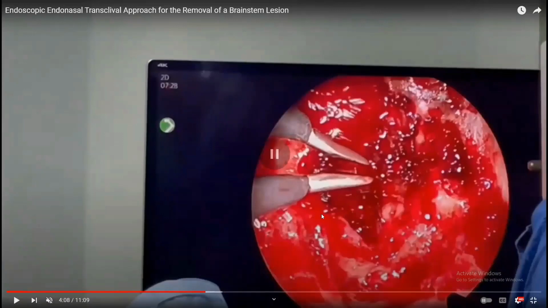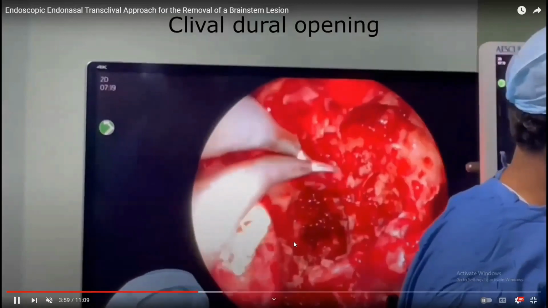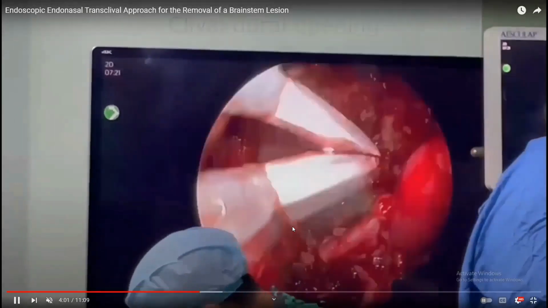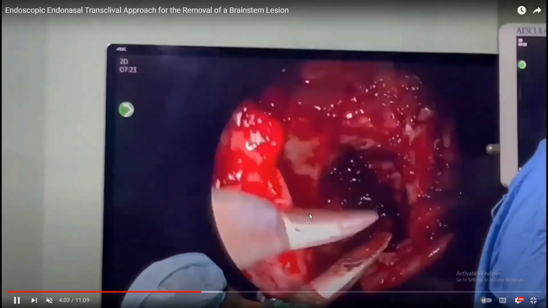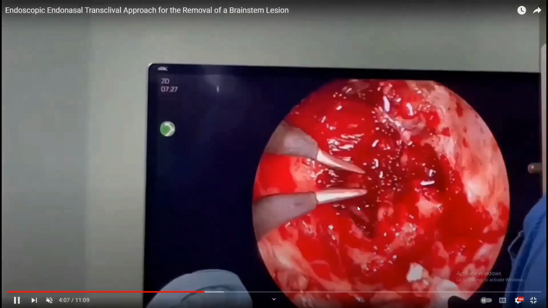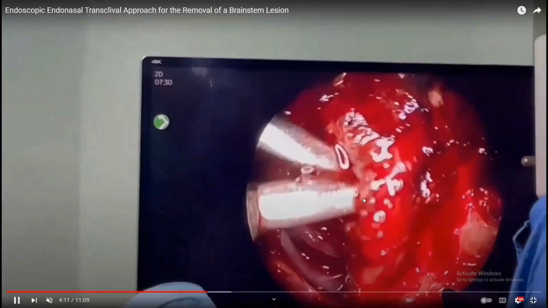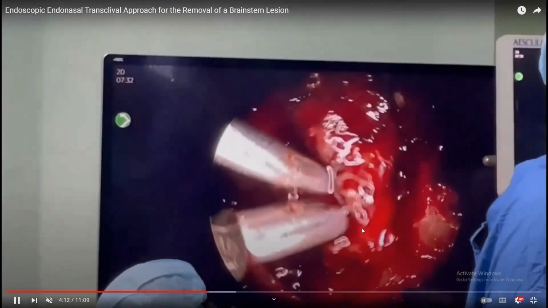And then now I have opened the dura. You can see I am under very high zoom. I have opened the dura, and then you will see immediately that I am on the vertebrals. So I have the clival plexus, that is a vertebra. That's a vertebral artery.